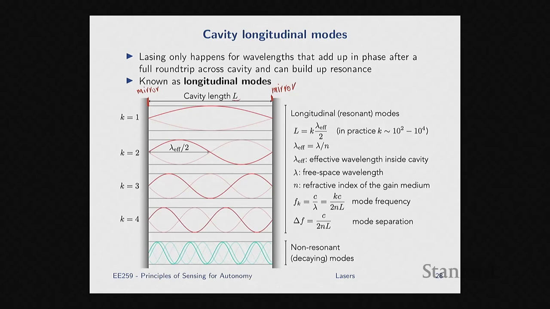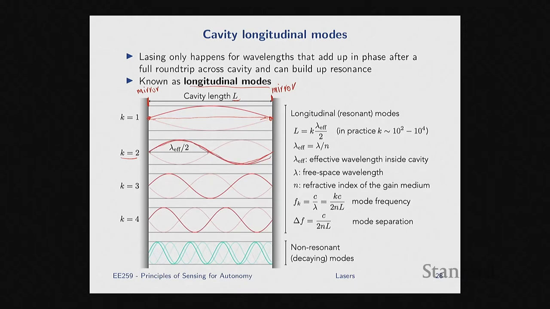Now, if you have a wave that is traveling back and forth between two mirrors, for it to not cancel itself out, the cavity length should be an integer multiple of a half wavelength. So the longest wavelength you can have, such that it adds in phase, is where half a wavelength equals L. You get the two nulls on the two mirrors, and this keeps a standing wave oscillating there. The second one, k equals 2, these are called the modes, or the longitudinal modes of the cavity, is where your wavelength equals L, or you get 2 lambda over 2 across the cavity.